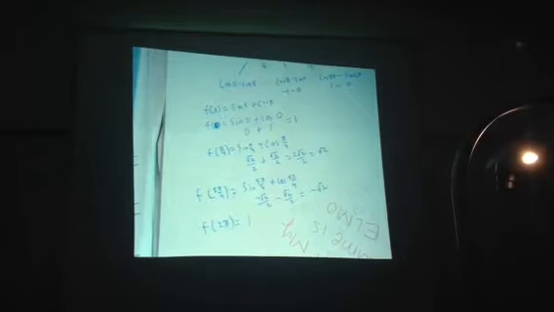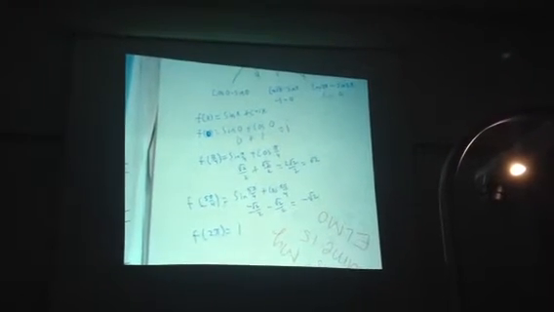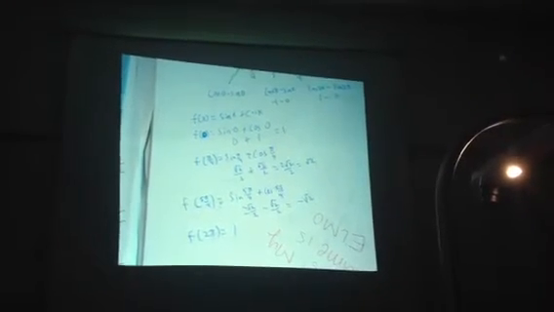Remember, where is your x? What is your y? What is the absolute minimum here? Negative square root of 2, and where is it located? Pi over 4.